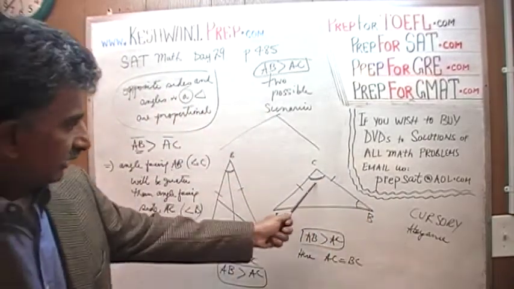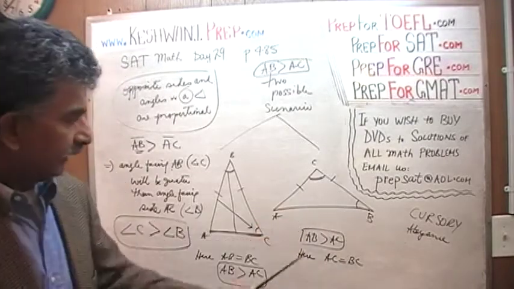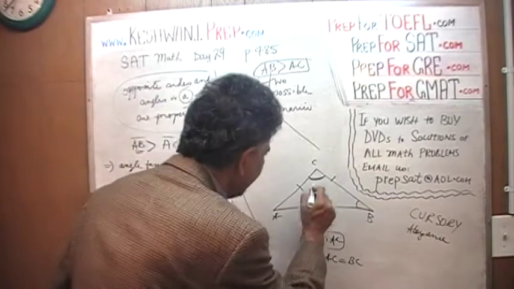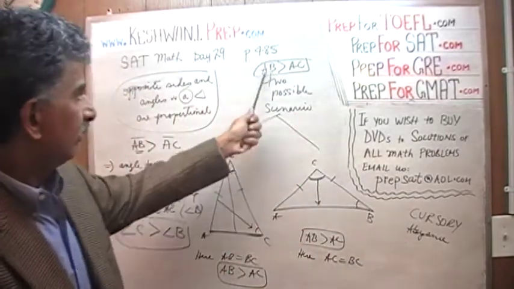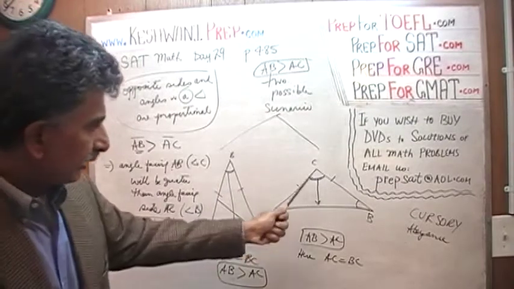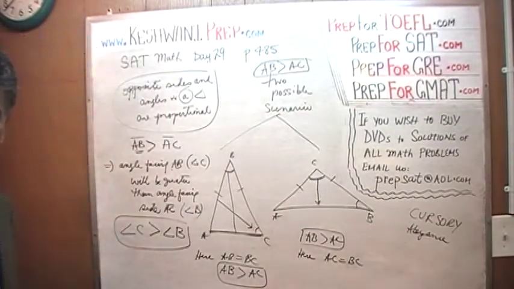Why is angle C larger than angle B? Because angle C faces the larger side. Angle C faces side AB, which is the longer side. We are told AB is longer than AC. Therefore, angle C is going to be bigger than angle B. This is what it is.